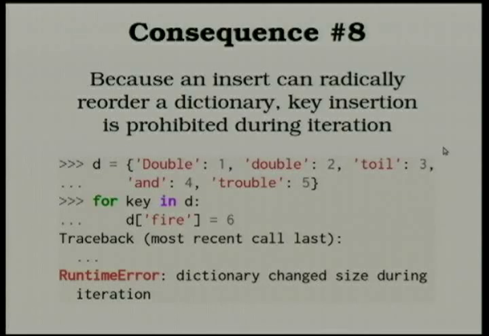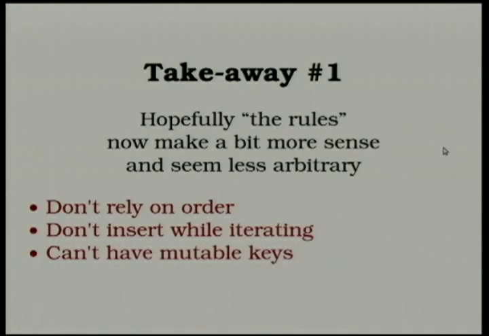Consequence number 8, of course, is that because an insert can radically reorder a dictionary, key insertion is prohibited during iteration, a rule you already know, but you now understand that it could completely change the internals of the dictionary, so it can't occur while an iterator is active across it. So what do I hope you take away from this talk?